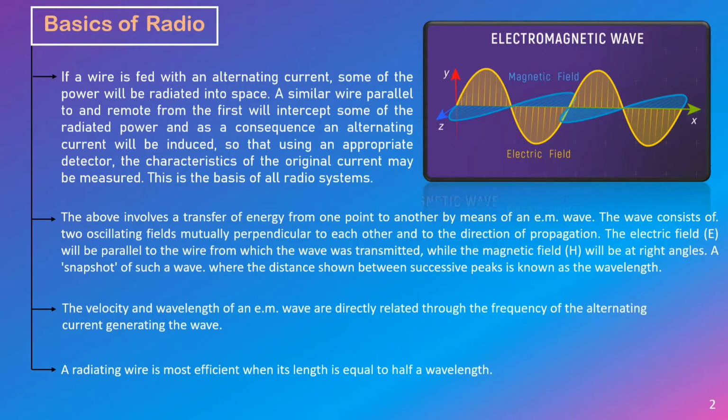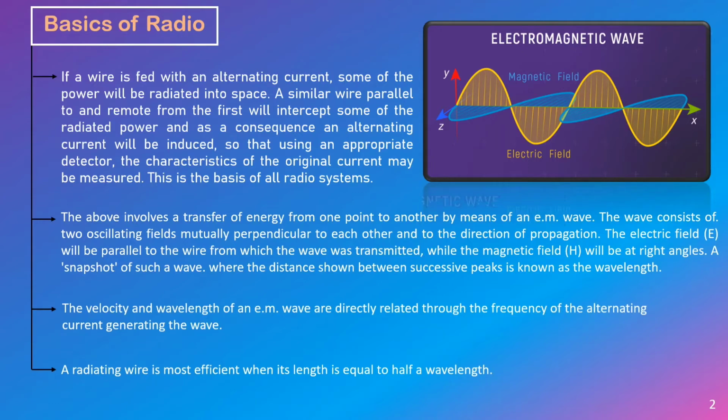Basics of radio. If a wire is fed with an alternating current, some of the power will be radiated in space. A similar wire parallel to, but remote from, the first will intercept some of the radiated power, and as a consequence an alternating current will be induced, so that using an appropriate detector the characteristic of the original current may be measured. This is the basis of all radio systems.